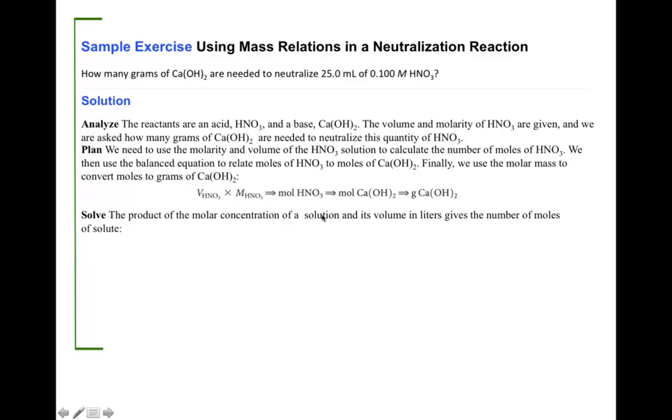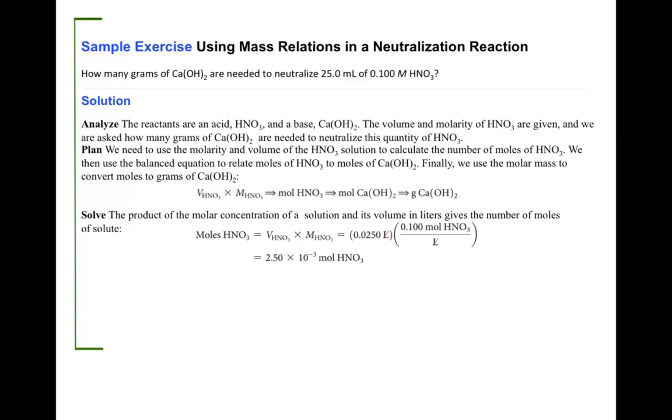So the product of the molar concentration of the solution and its volume is going to be equal to basically 2.5 times 10 to the power of minus 3. And this will be the moles of nitric acid. Remember that we need to change the milliliters to liters so we can cancel with the liter of the molarity. The unit of volume in molarity is always liter. So that's why we need to transform these milliliters to liters by dividing by 1000, and then we multiply this by the molarity and we will have 2.5 times 10 to the power of minus 3.